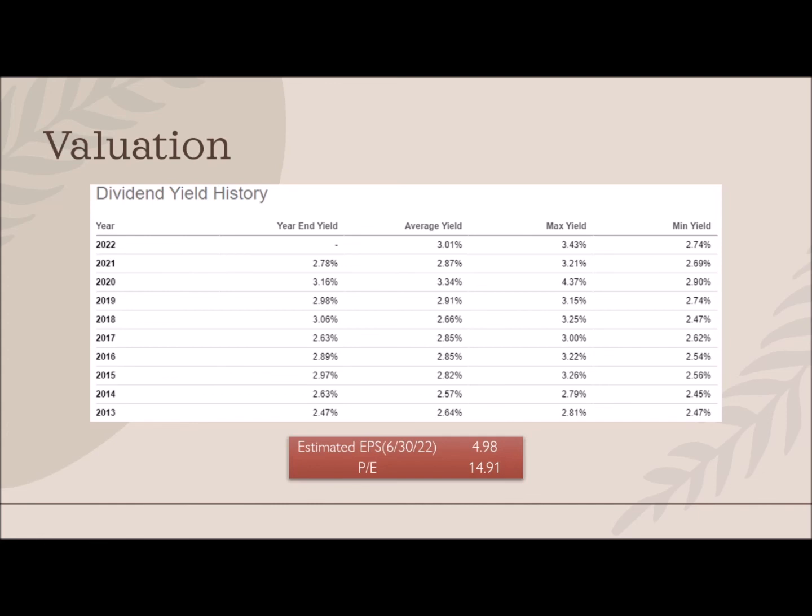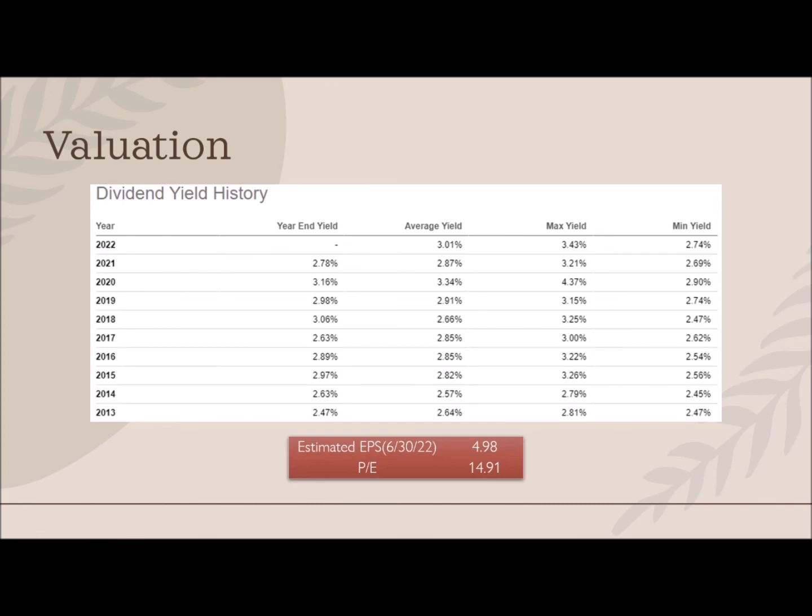Last year, you couldn't have gotten it at a better yield than you have today. But in 2020, the max yield you could have gotten was 4.37%. That was a great time to buy. So in general, whenever this stock is yielding above 3.2%, which it is now, it's a pretty good time to buy.